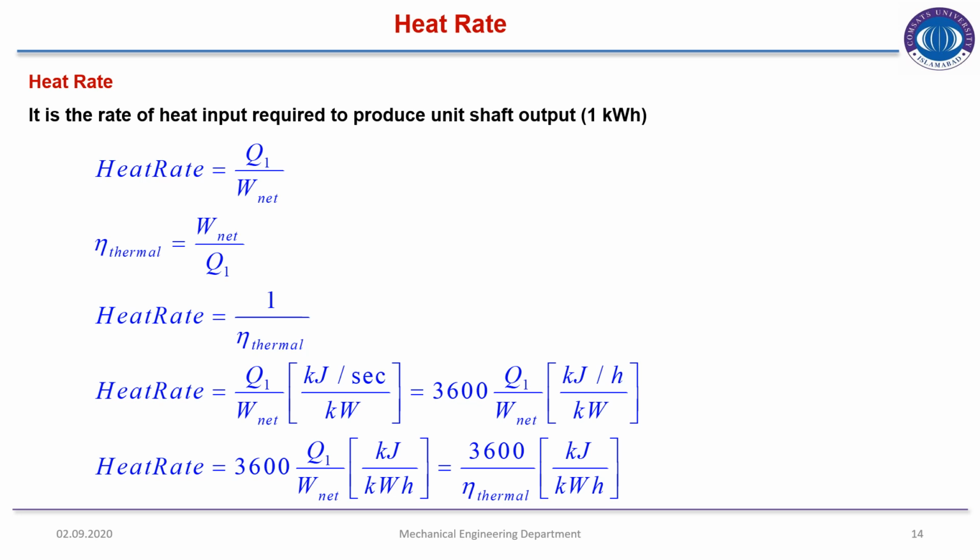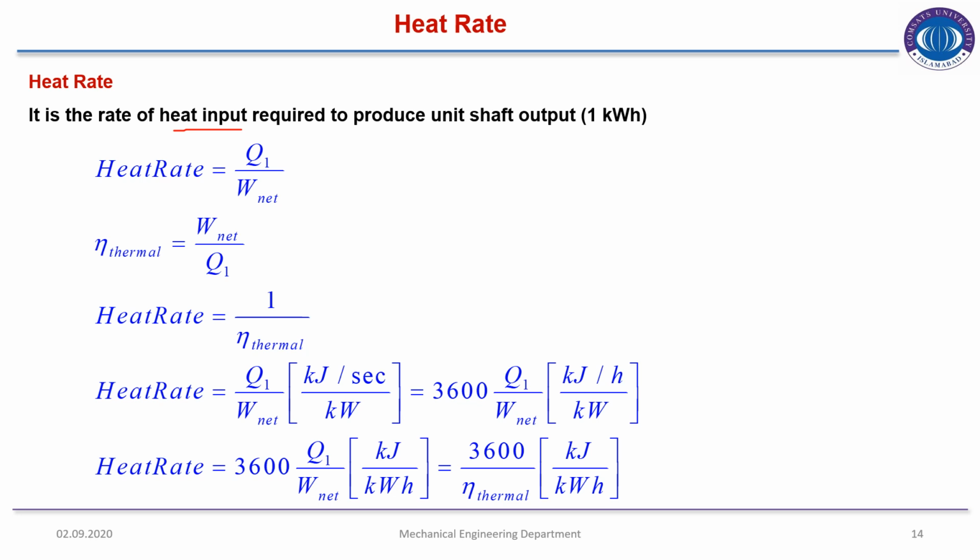So the next topic is heat rate. Heat rate is the heat input required to produce unit shaft output, that is 1 kilowatt hour. So the amount of heat added to the boiler: heat rate is equal to Q1 divided by W net.